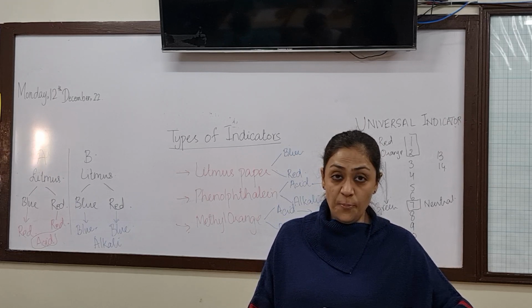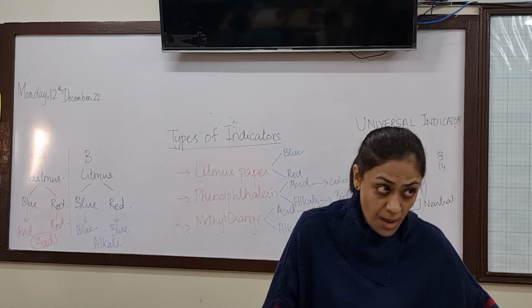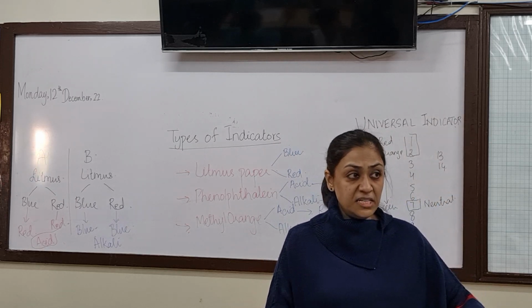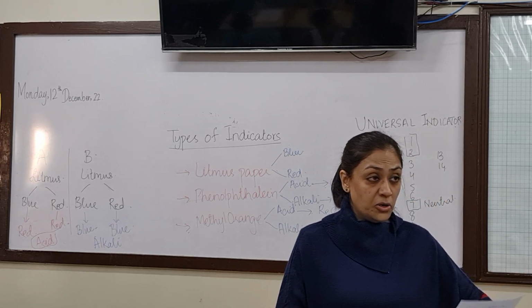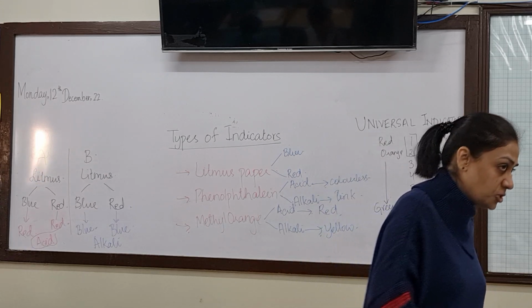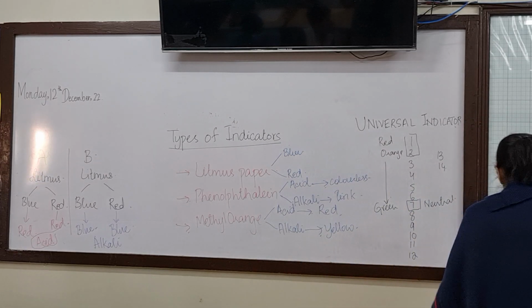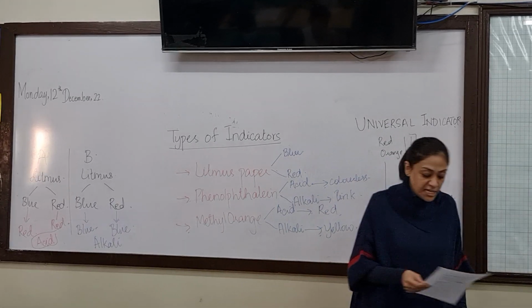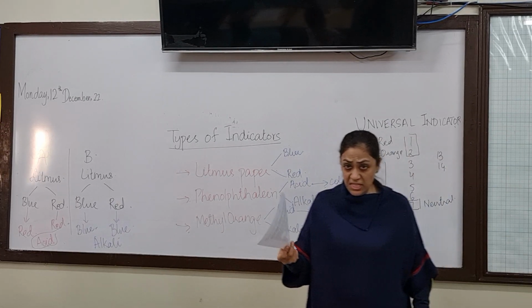Next, move to the purple. If your universal indicator strip color changes to purple, what is the pH? 11 till 14.